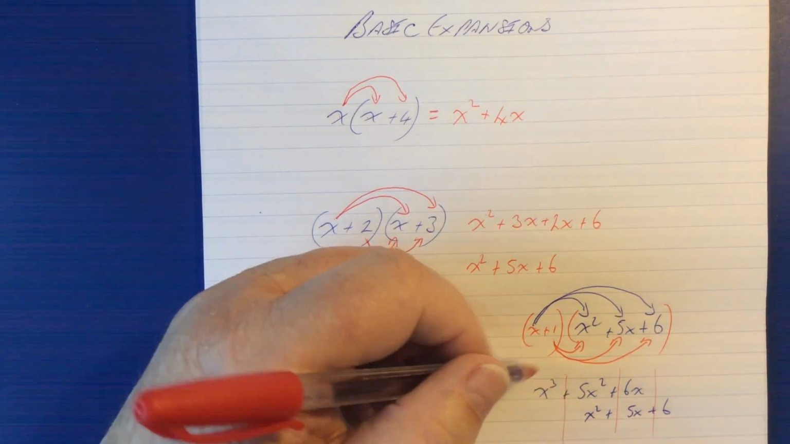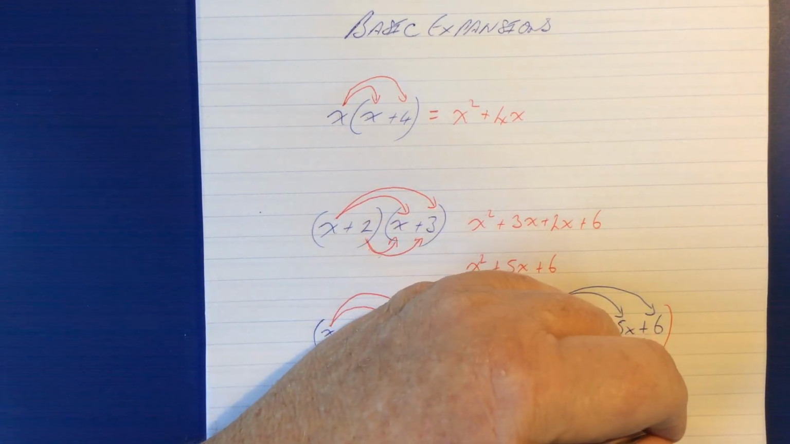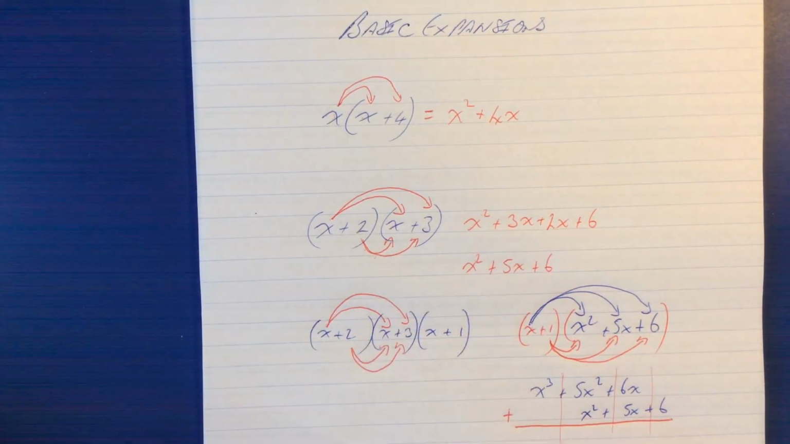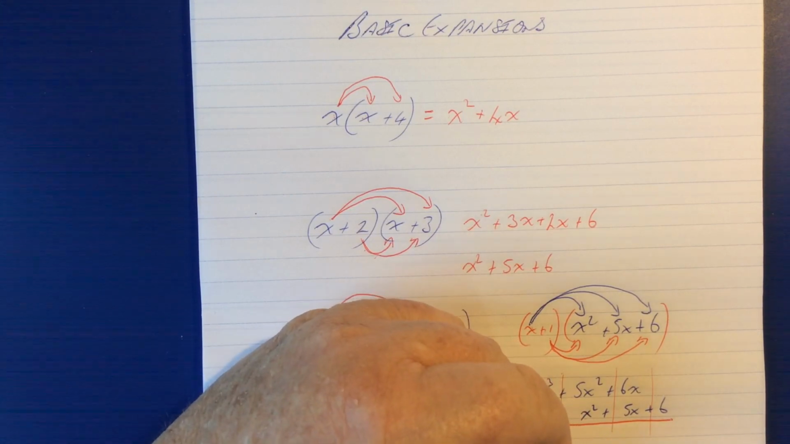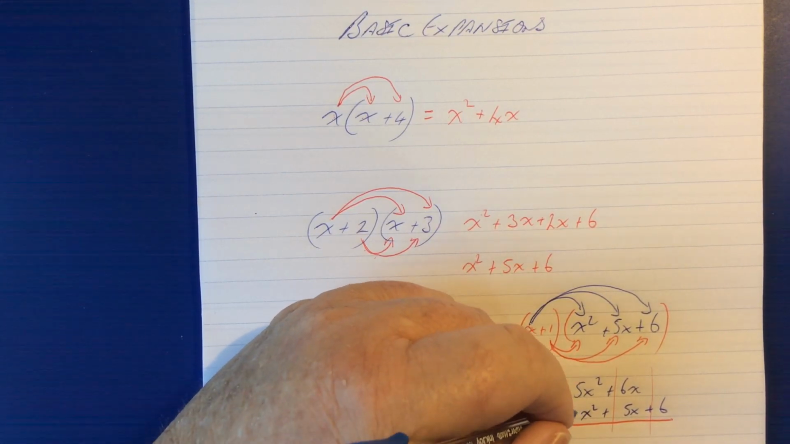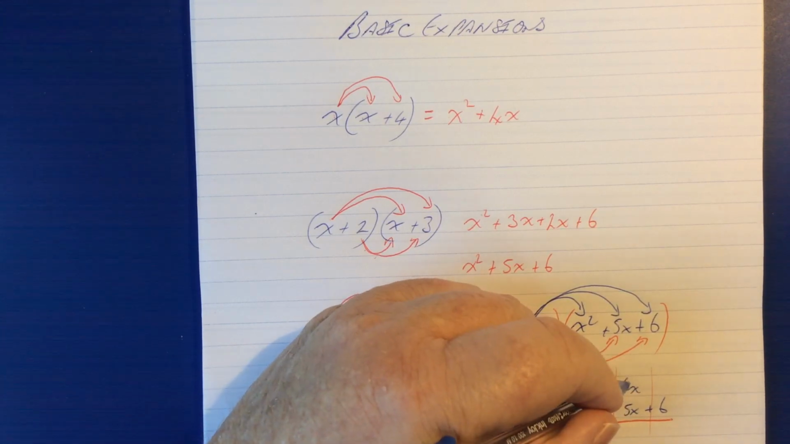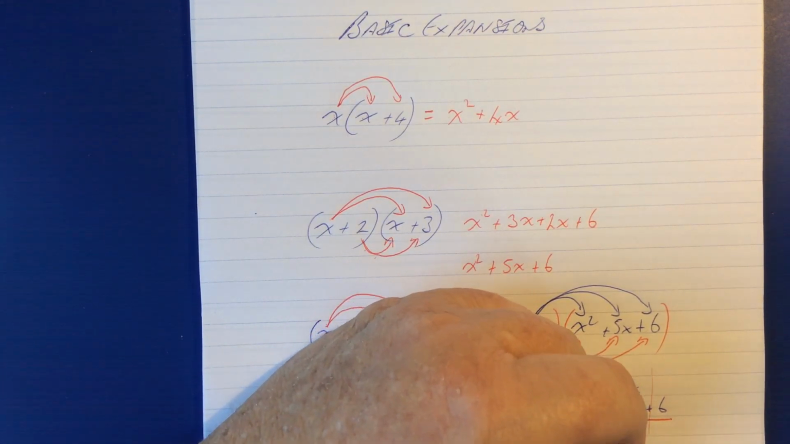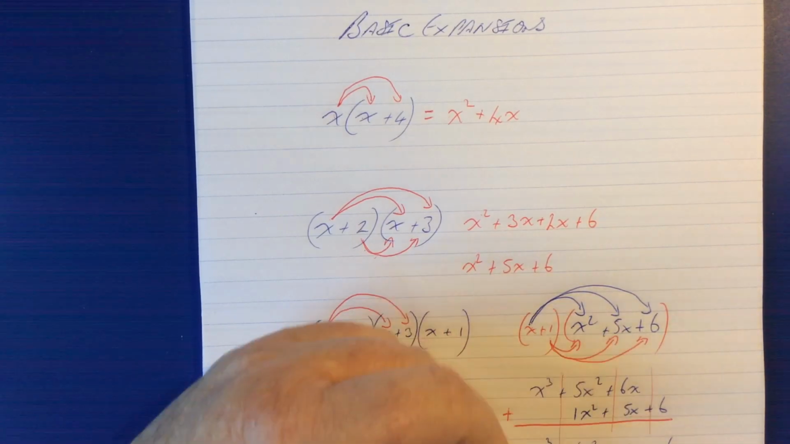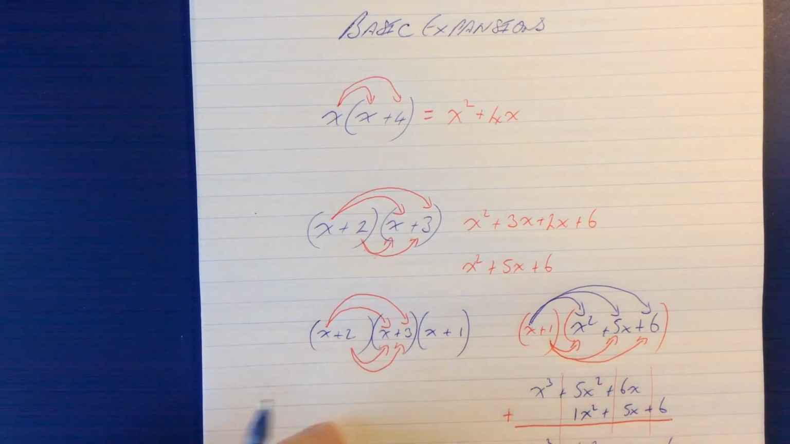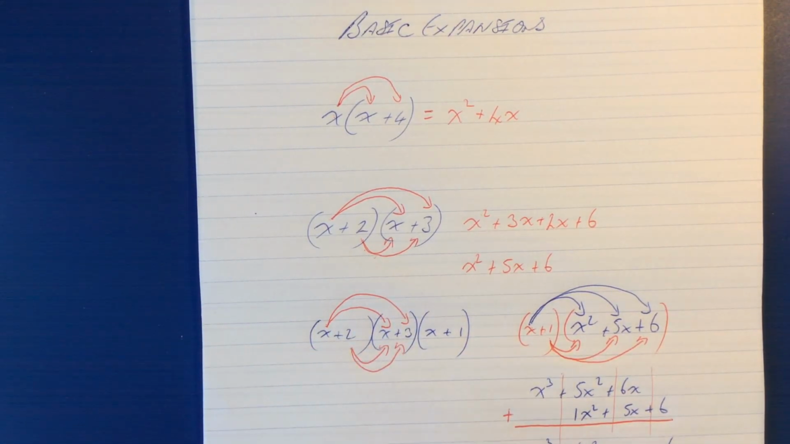So what do I do with these? Well, it's like any multiplication. I add them. And here is my answer. x cubed plus 5, and that's a 1x squared, plus 6x squared. 6 and 5 is 11, so that's plus 11x plus 6. And that is this expression fully expanded. And it's done in 2 steps. That's the key thing.